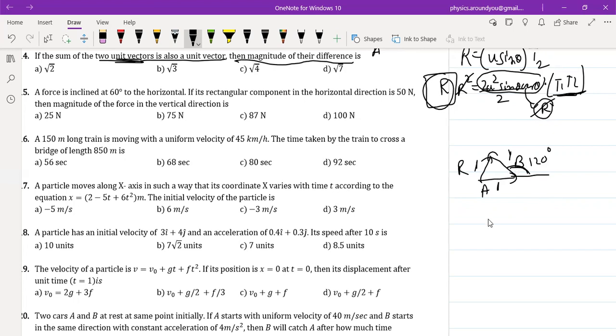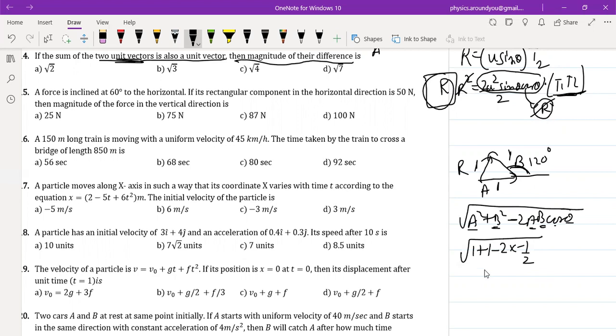With this information, how can I find the difference? We know the magnitude of the difference between two vectors can be written as A square plus B square minus 2AB cos theta. Not plus 2AB, that is for the sum; minus 2AB is for the difference. Now I put A and B as 1 each, because their magnitudes are 1, and theta to be 120. So I get 1 square plus 1 square minus 2 into 1 into 1 into cos 120. Remember, cos 120 is negative half, minus 1 by 2.